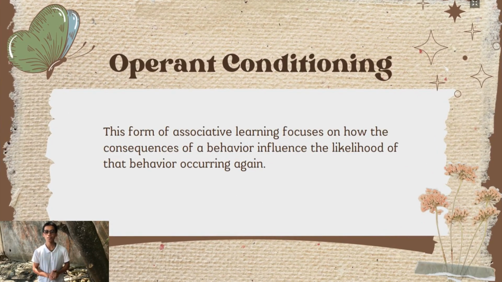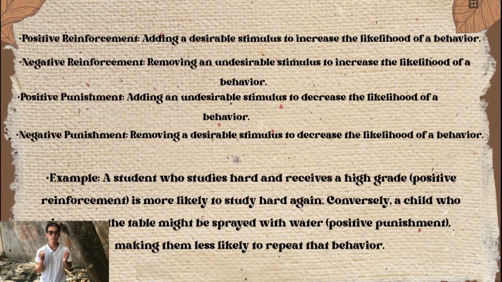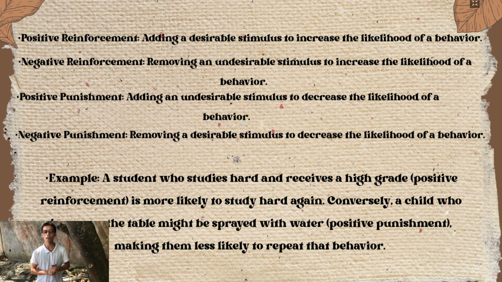So let's proceed to the operant conditioning. This form of associative learning focuses on how the consequences of behavior influence the likelihood of that behavior occurring again. So there are 4 types of operant conditioning. We have positive reinforcement, negative reinforcement, positive punishment, and lastly, negative punishment. So let's proceed to the examples provided.